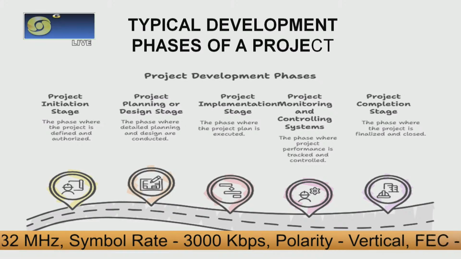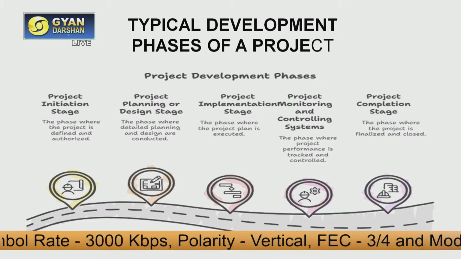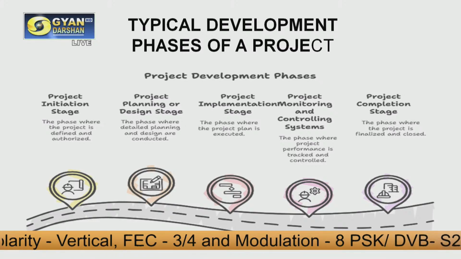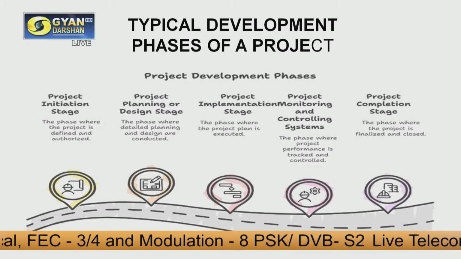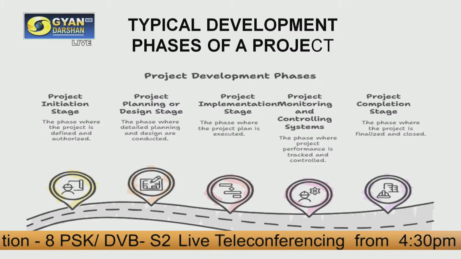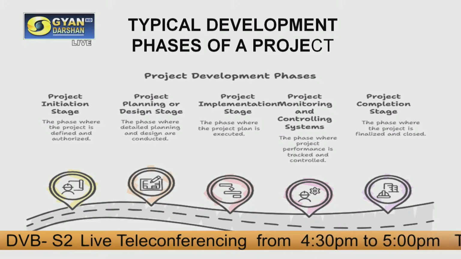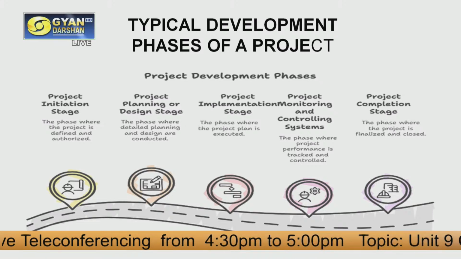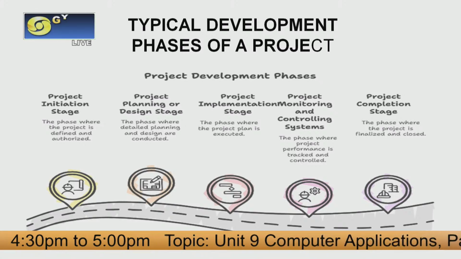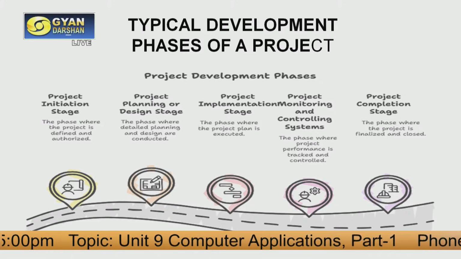So far as the system development life cycle is concerned, we have different models. Likewise, we have the waterfall model, the spiral model, the prototype model. All these models are actually required for the completion of any project. So these are some of the initial phases of the project which a project manager should exercise to get it done.